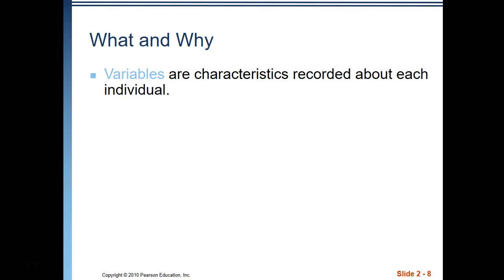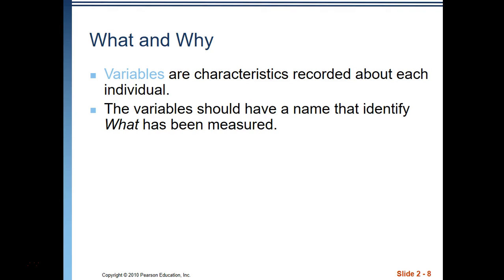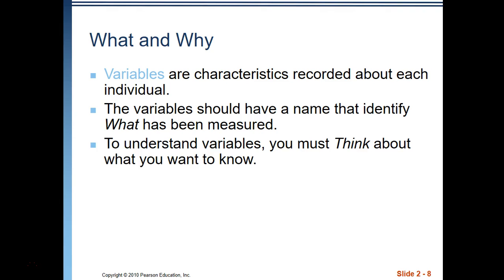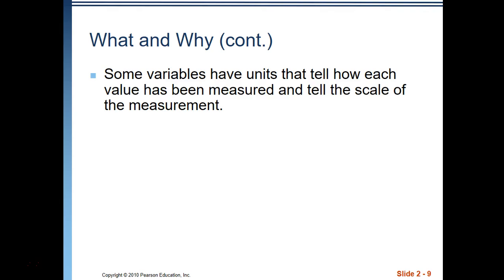So what and why? Variables are characteristics recorded about each individual. Those are the variables. They're just things recorded about the individual, and variables should have a name that identifies what they are. To understand those variables, you must think about what you want to know. Some variables have units that tell how each value has been measured, and they tell the scale of the measurement.